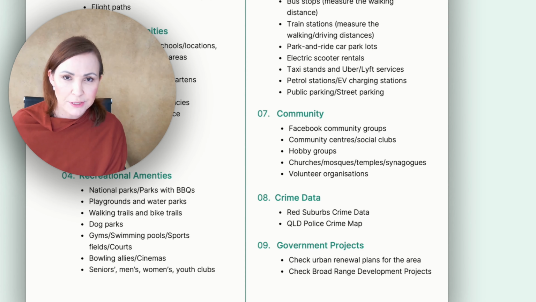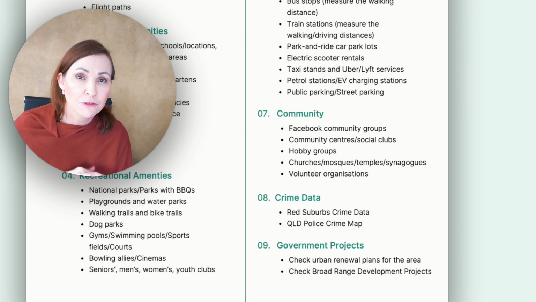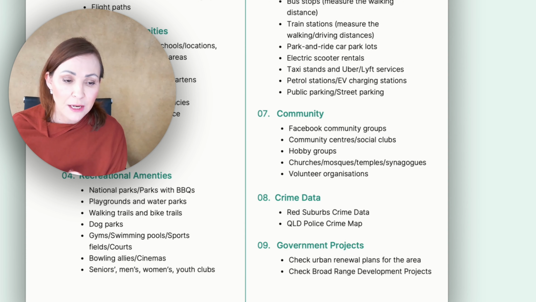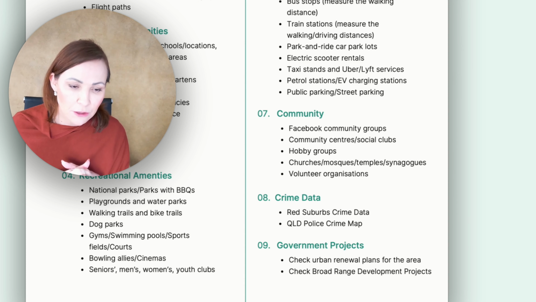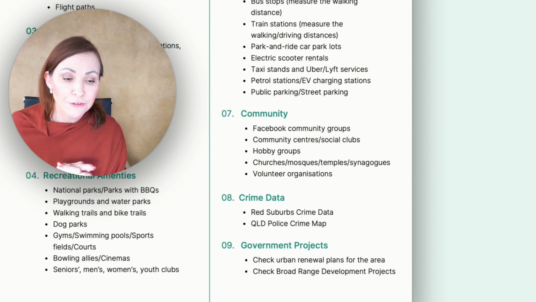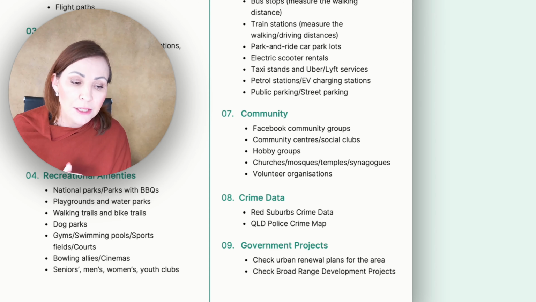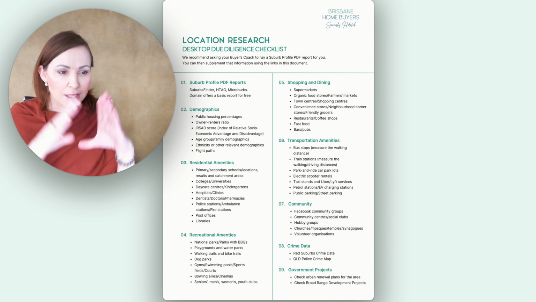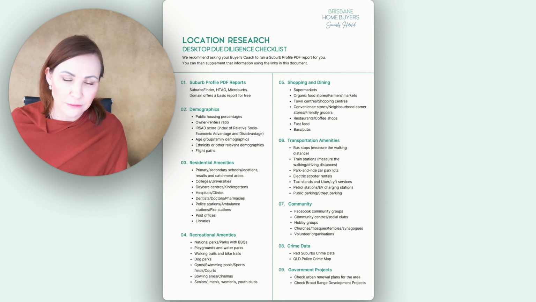Crime data. Obviously, you can research the crime information regarding different locations. And the 2 softwares that I recommend for that are there's one called Red Suburbs, which I like. It uses the Queensland Police crime data, but it just displays it differently. And of course, the Queensland Police crime map. And then what government projects are there in the area? Check for urban renewal plans in the area and check for broad range development projects. Don't worry, we're going to cover all of that inside the workbook. But this is how you research a location.